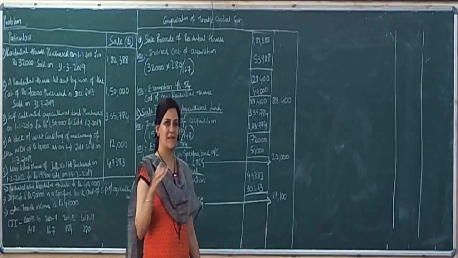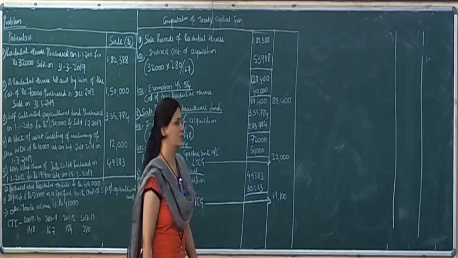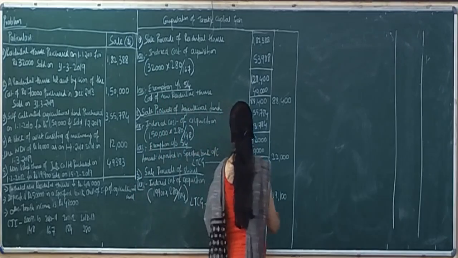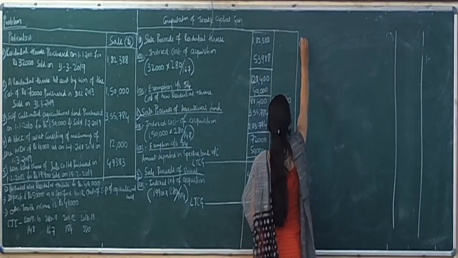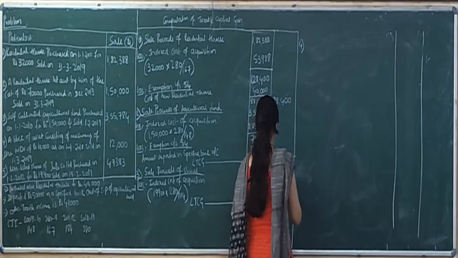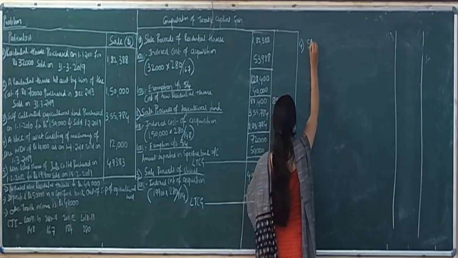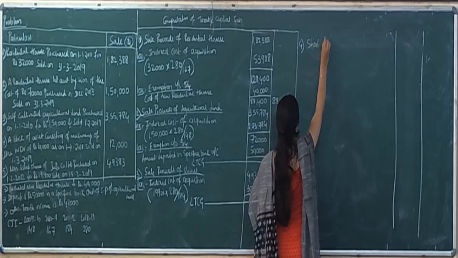If you want, you can show it together also, mixed, but it will be more clear when we separately write the long-term and short-term capital. So here I will write the next 1/4 short-term capital gain.